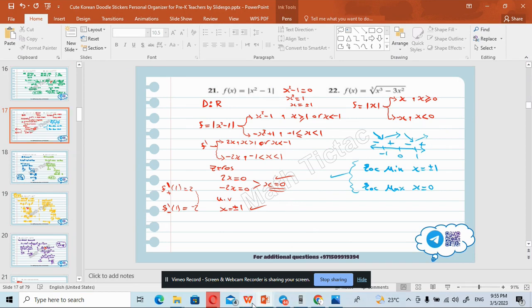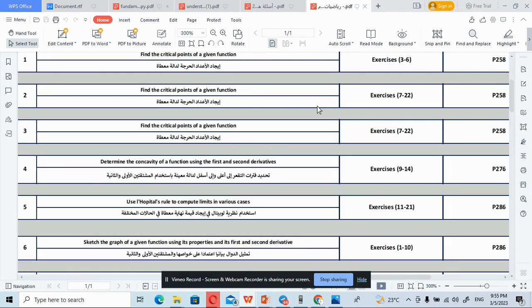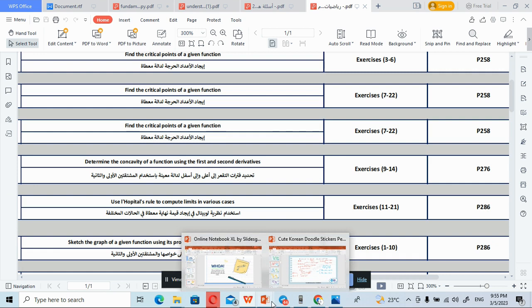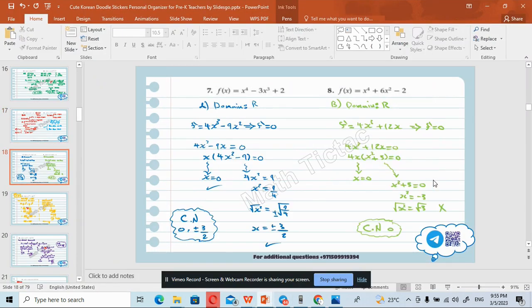So in here, let's check this. We have solved how to find the critical points of a given function, the questions from 7 to 22. Let me just give you the answers for all the questions, just in case you would like to take a screenshot or something. So you can find the answers for question 7 and question 8. The part I left for you, finding the local points, I already found in here.